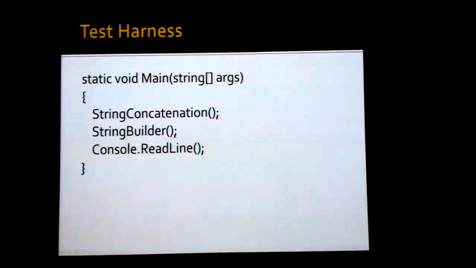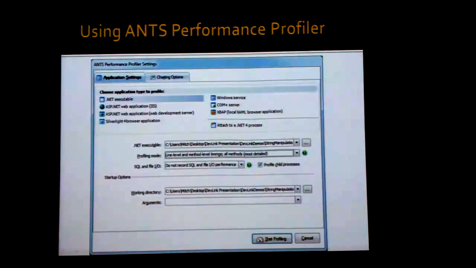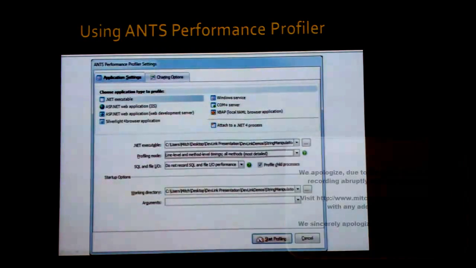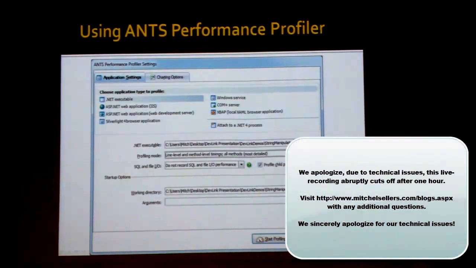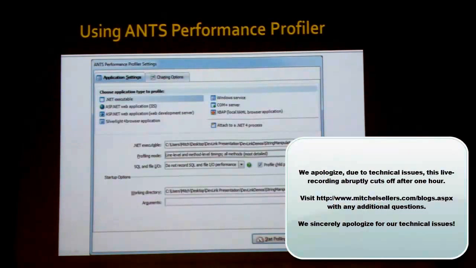We go to the test harness. All that the test harness does is call the string concatenation method, call the string builder method, and then wait for you to hit enter to exit out of the application. To hook it up and do all of the testing, we start ANSYS Profiler. We're presented a screen like this.